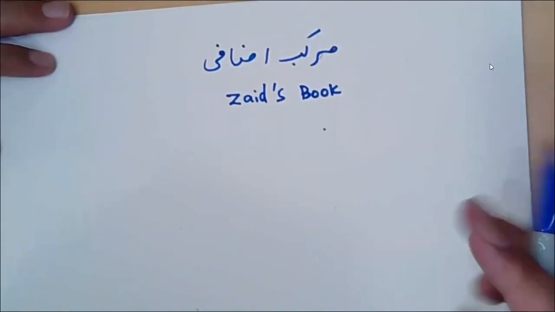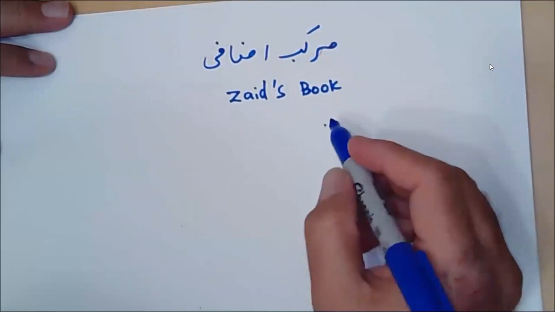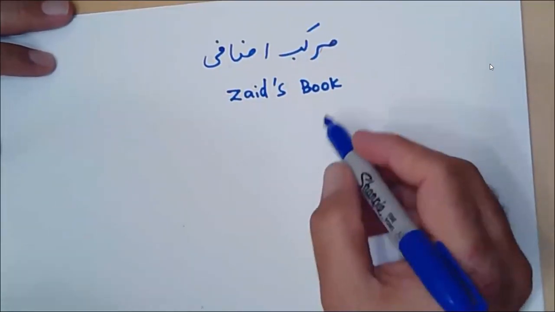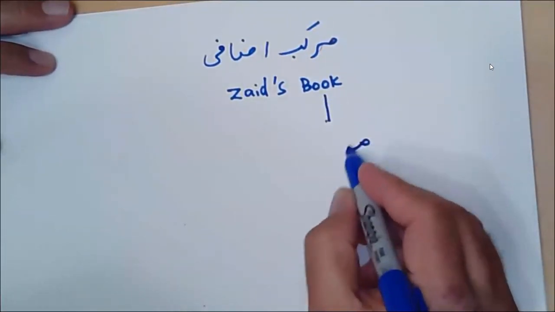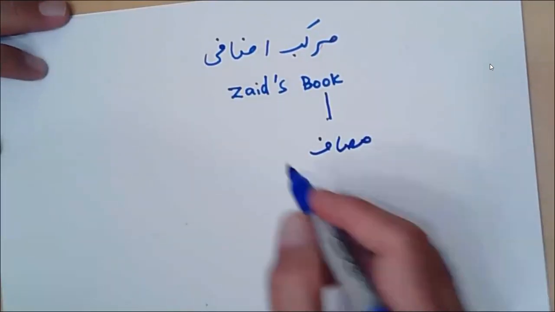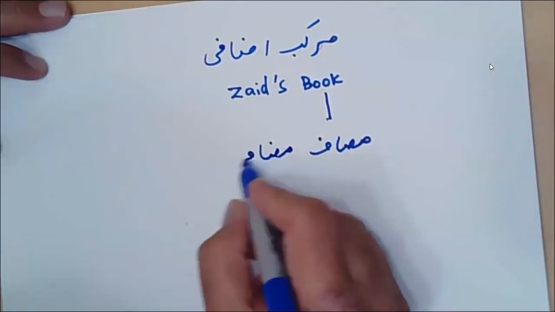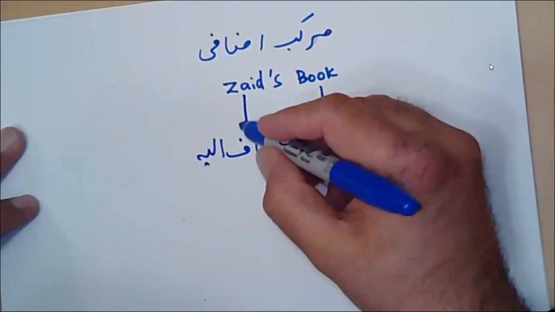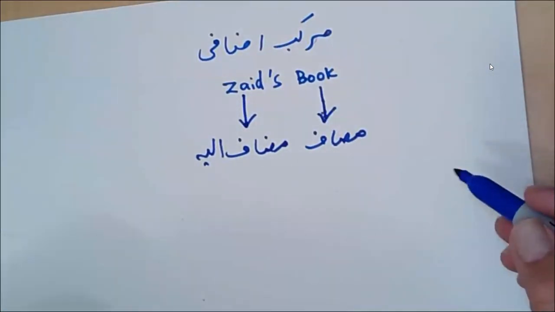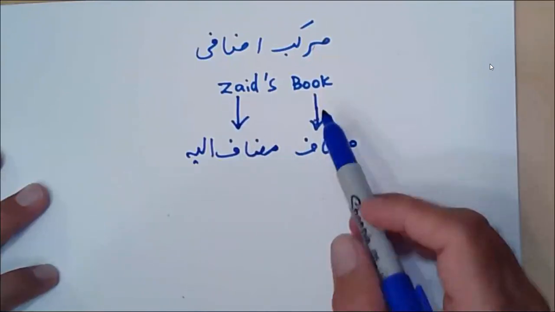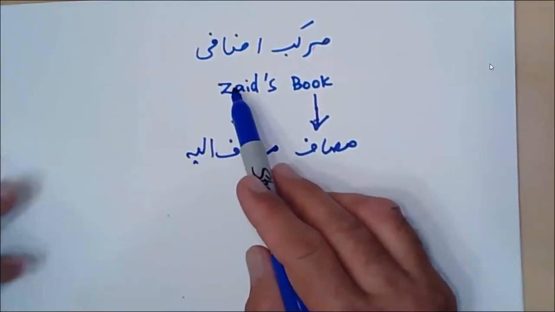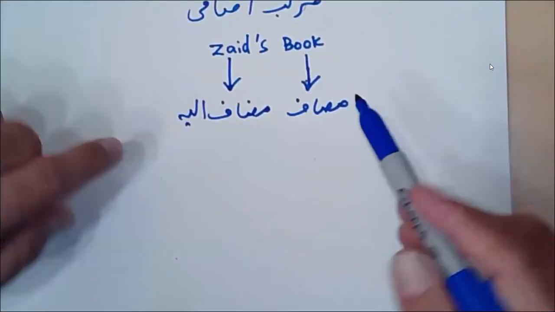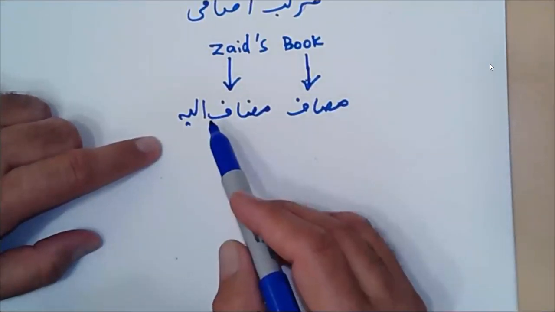So Murakkab Izafi also has two parts. In English, we put Zaid first and the book second. But this one is called Muzaf Ilay, and this one is Muzaf. So as you can see, the difference between English and Arabic is that Muzaf Ilay comes first in English, and then the Muzaf. But in Arabic, the scheme is reversed. The first thing is we have Muzaf, and then we have Muzaf Ilay.